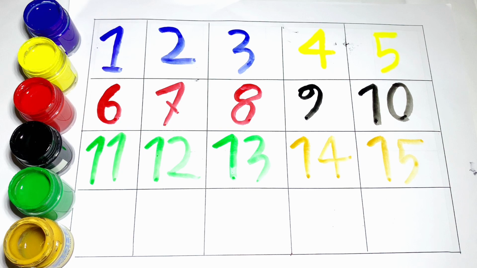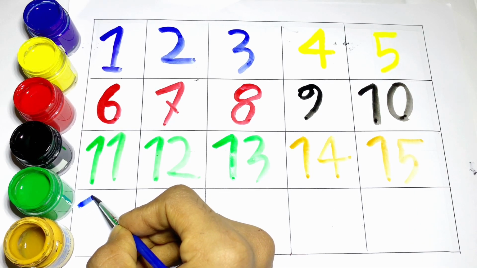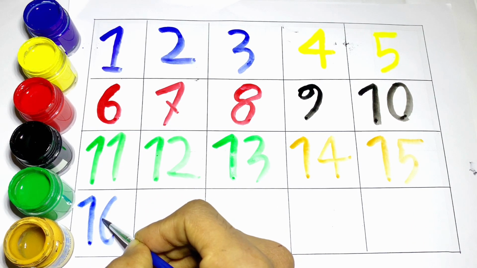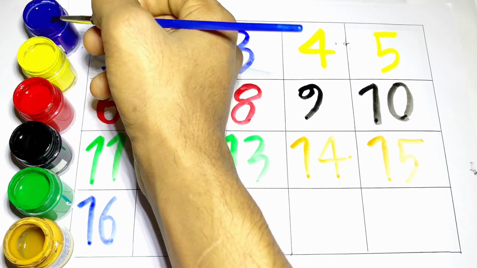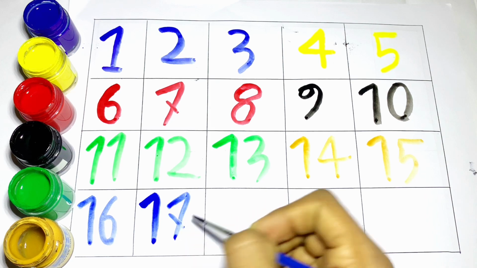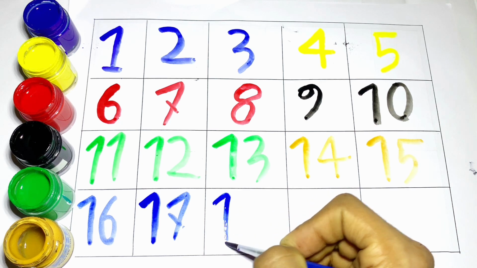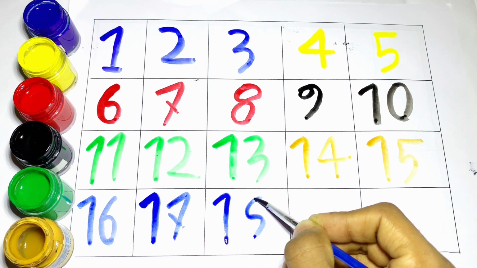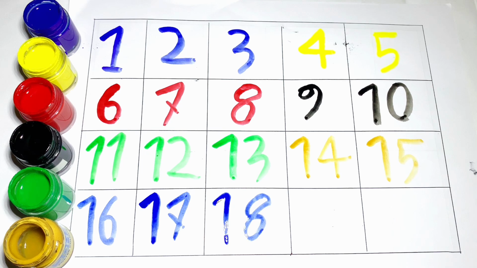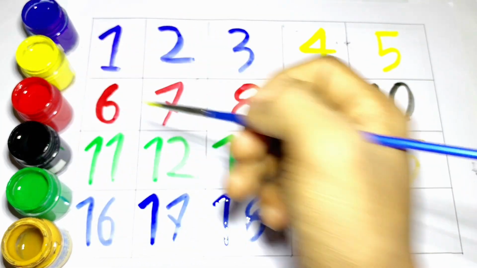Kids now draw 16. The numbers of 16 and use blue color. Kids again use blue color and draw 17. Kids now draw 18. The numbers of 18. Kids now draw 19. The numbers of 19 and use yellow color.